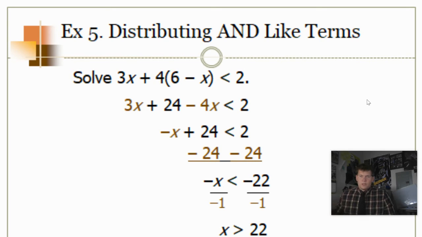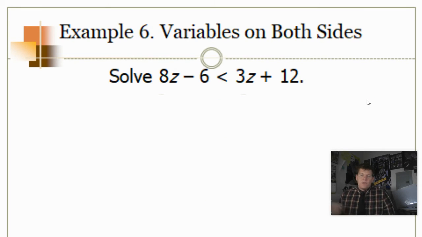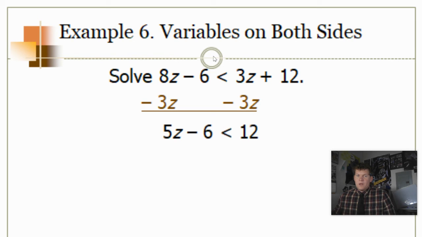One more example to go. What if we got variables on both sides? Same thing as our equations. So I want to move the smaller variable to the other side. I have 8z minus 6 is less than 3z plus 12. So I'm going to subtract that smaller variable, which is the 3z, to the other side. 8z minus 3z becomes 5z. Nothing else changes. Now I solve just like my other two-step inequalities.